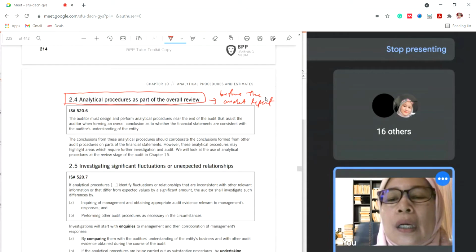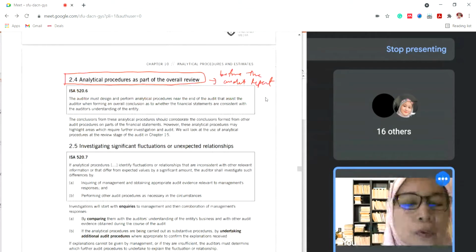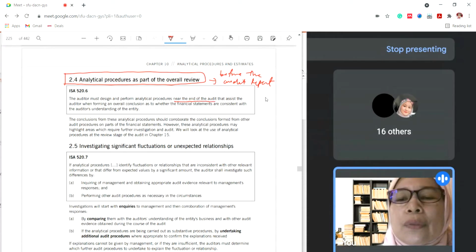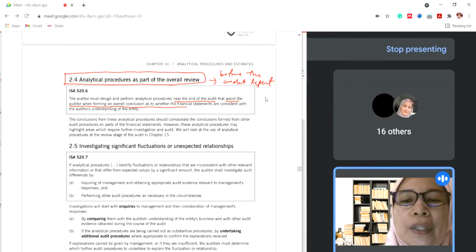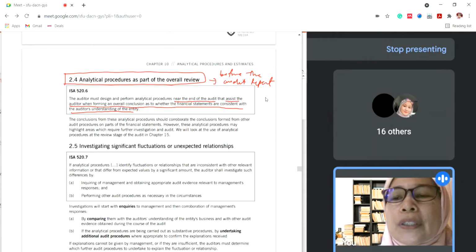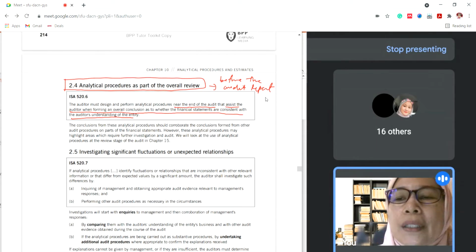The auditor must design and perform analytical procedures near the end of the audit that assist the auditor when forming an overall conclusion as to whether the financial statements are consistent with the auditor's understanding of the entity. Because at the early stage, at the audit planning stage, you have understood the client's business and industry.